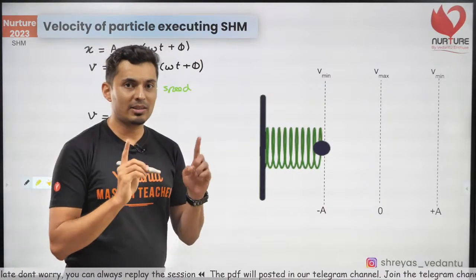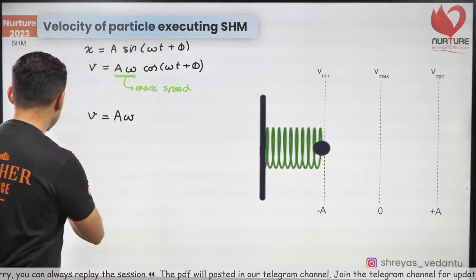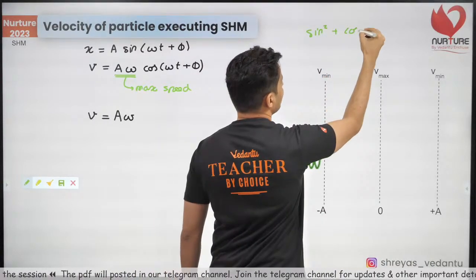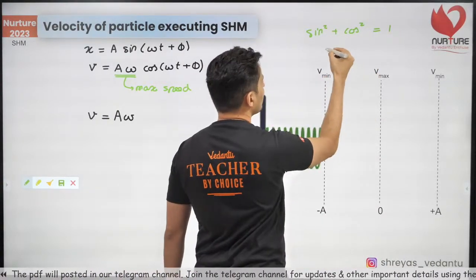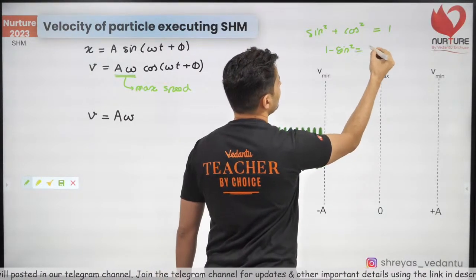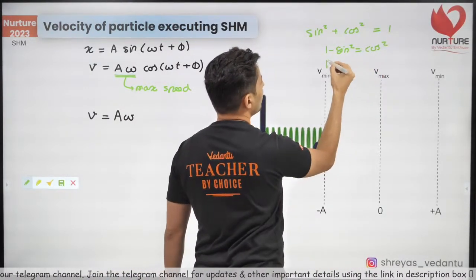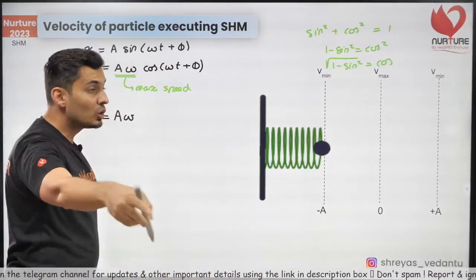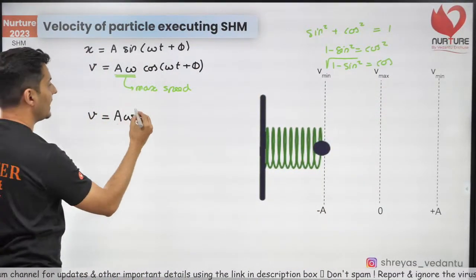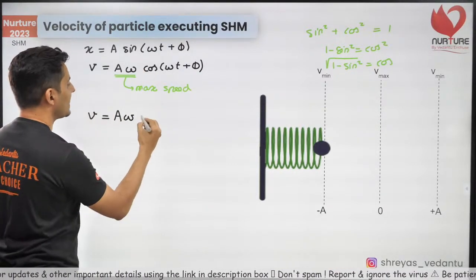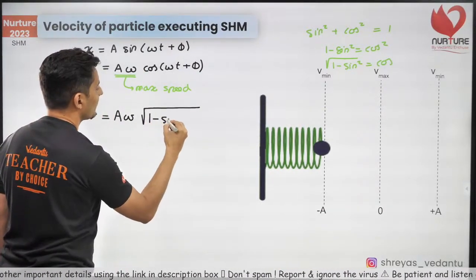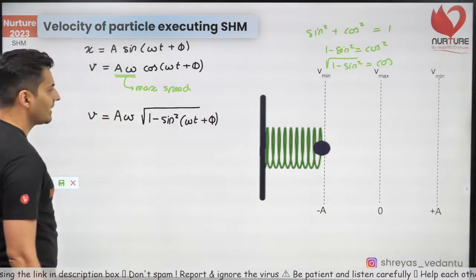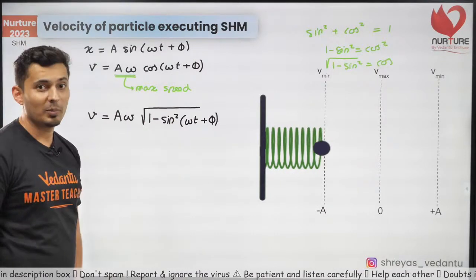Remember, sine square plus cos square is 1. Using this identity, since sine square theta plus cos square theta is equal to 1, 1 minus sine square is basically cos square. Therefore, root of 1 minus sine square is basically cos. Using this trigonometrical identity, what do I get? Here, instead of cos, I can write it as root of 1 minus sine square(omega t plus phi). Correct? Root of 1 minus sine square(omega t plus phi).